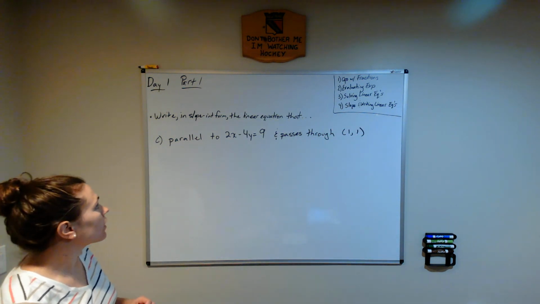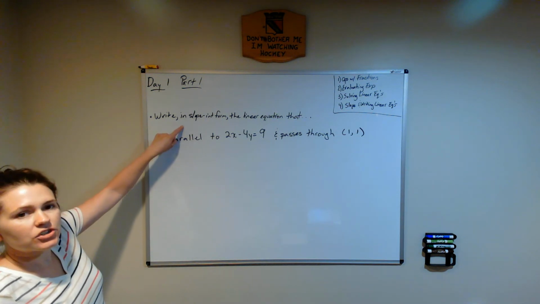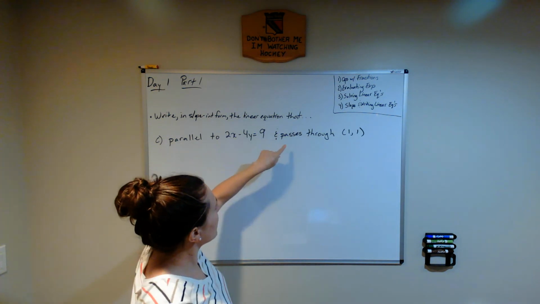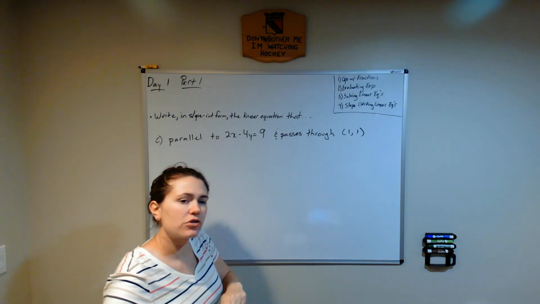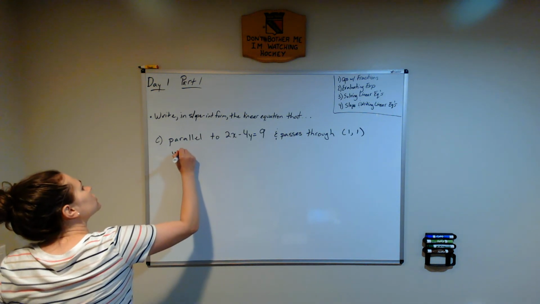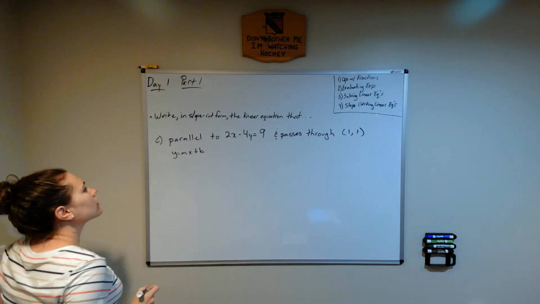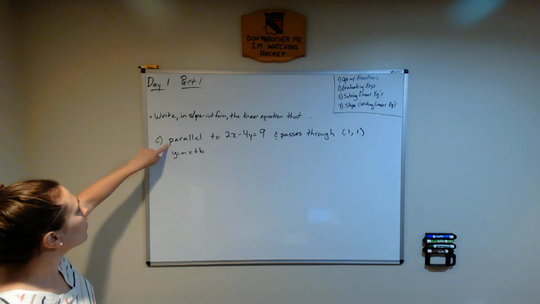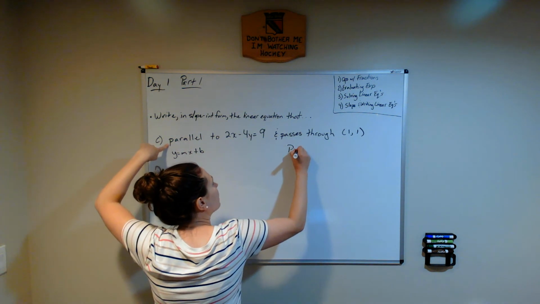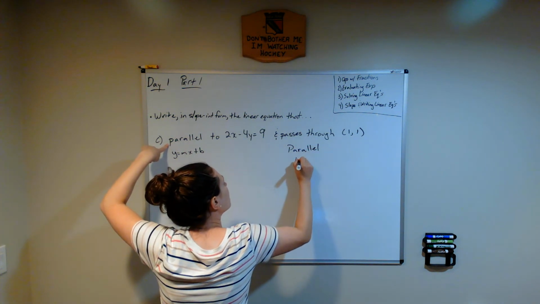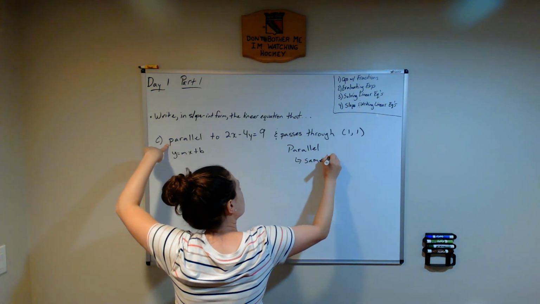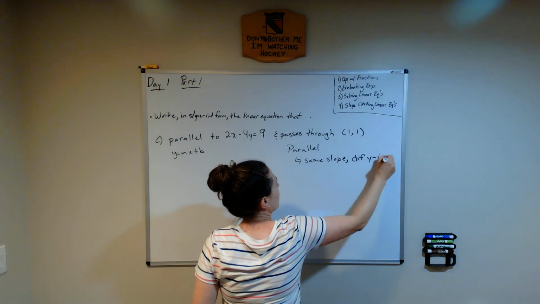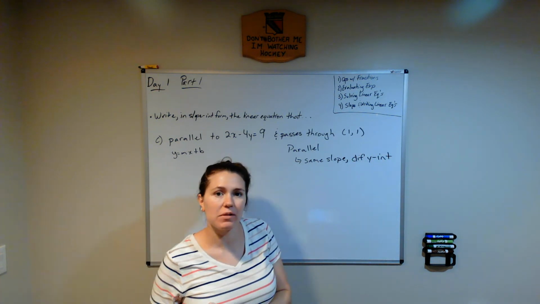So we're going to write the linear equation that is parallel to the line 2x minus 4y equals 9 and passes through (1, 1). So we have enough information to do this because, here's our general form, y equals mx plus b. We know from Algebra 1 about parallel. Parallel means same slope but different y-intercept. If they had the same y-intercept and the exact same slope, they would just be the same line.